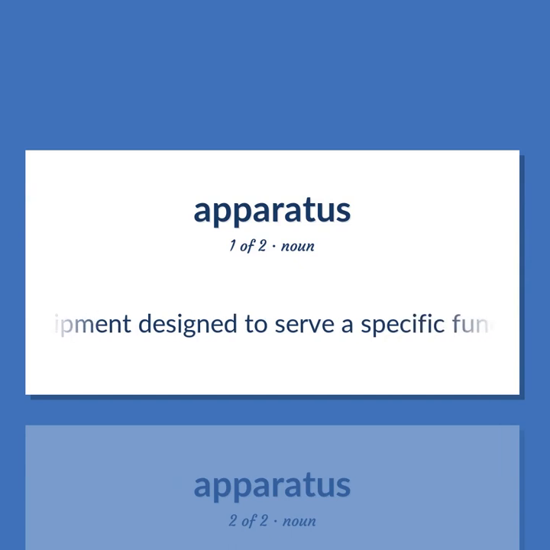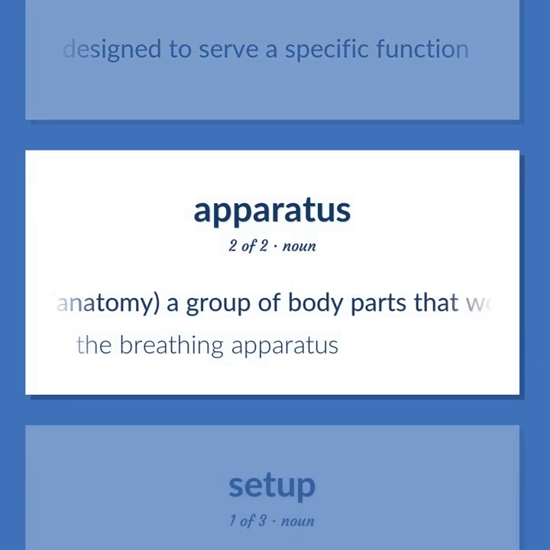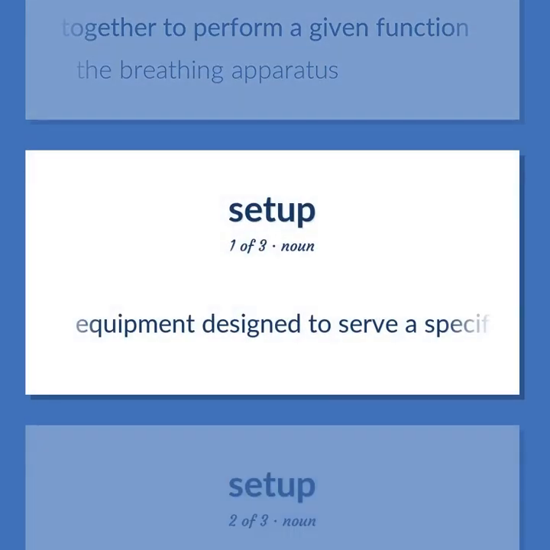Equipment designed to serve a specific function. Anatomy, a group of body parts that work together to perform a given function. The breathing apparatus. Equipment designed to serve a specific function.